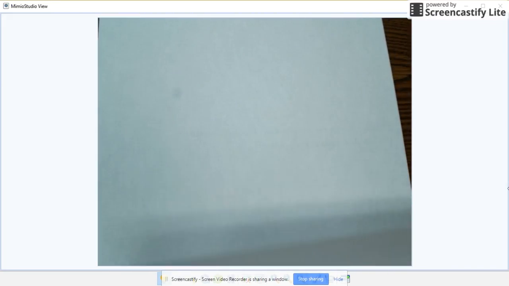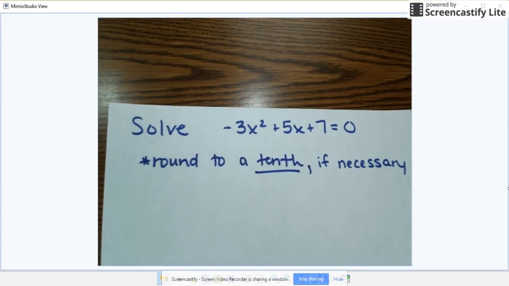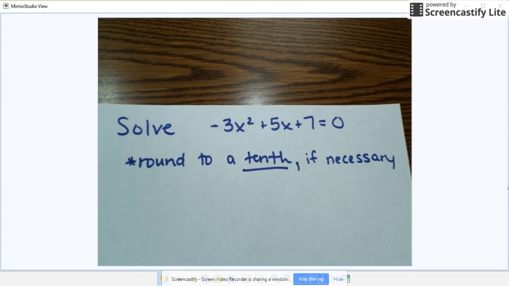So what I want you guys to do is to graph negative 3x squared plus 5x plus 7 on Desmos, and then solve, meaning give me the two x-intercepts that are graphed. If you need to round, round to a tenth.